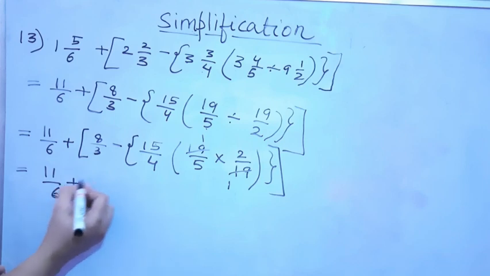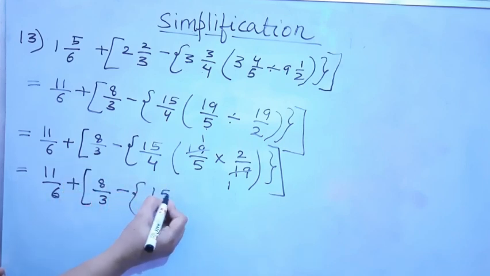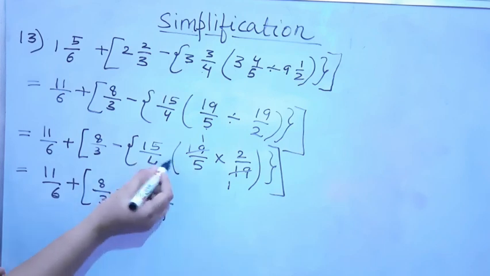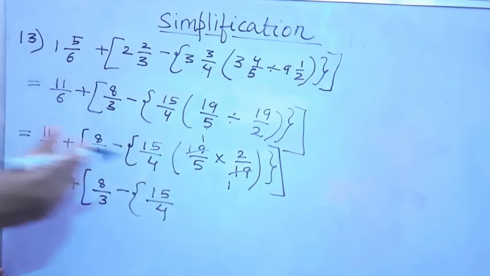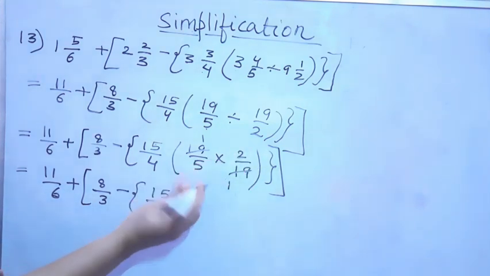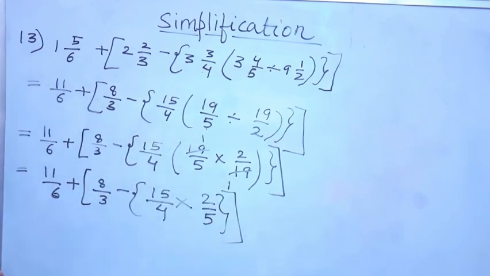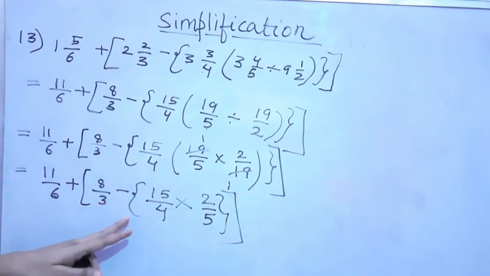Now we have to move on to the next step. So what is the next step? The next step is to multiply. Bracket means multiplication, and this is a small bracket. Now it has to be removed. So 2 upon 5 is left. After removing the bracket, I am going to multiply 15 upon 4 with 2 upon 5. Since the small bracket is removed, I am now only applying the curly brackets.